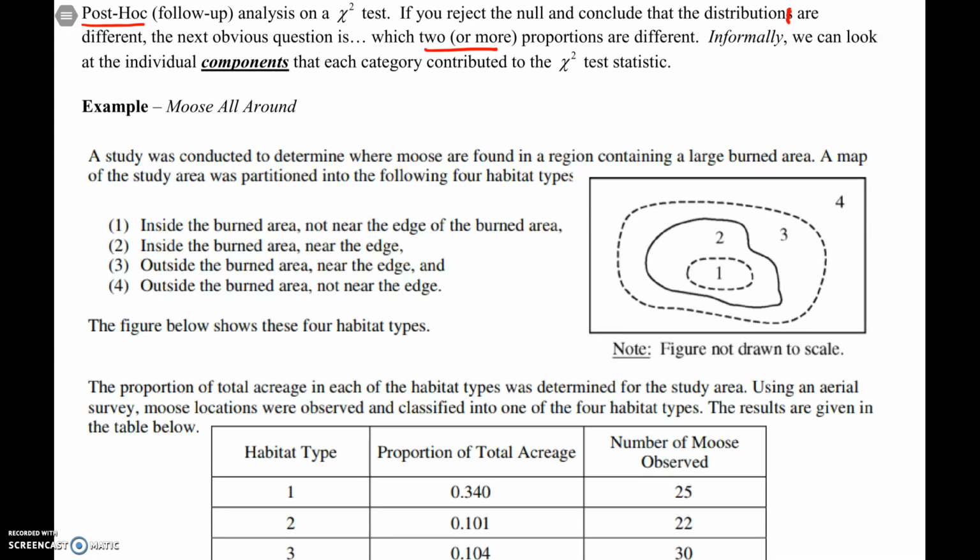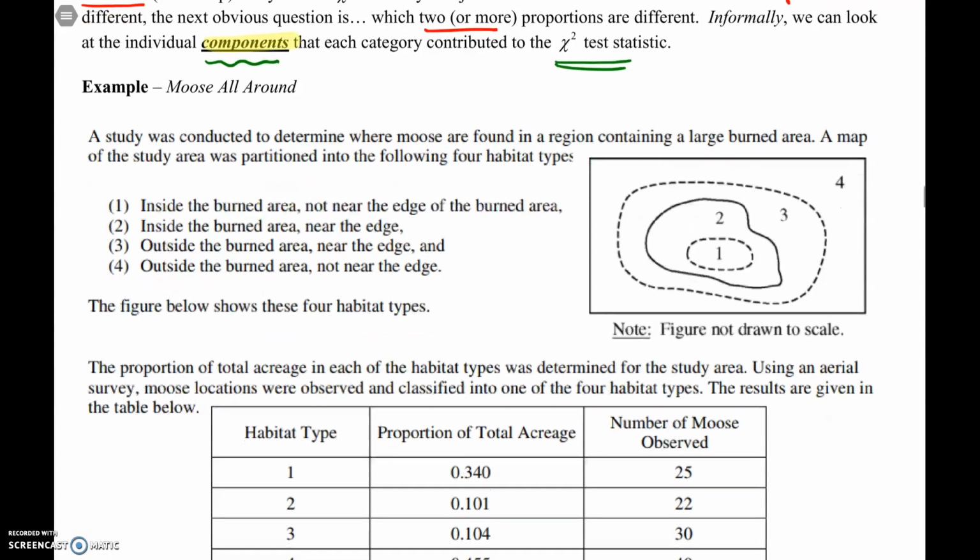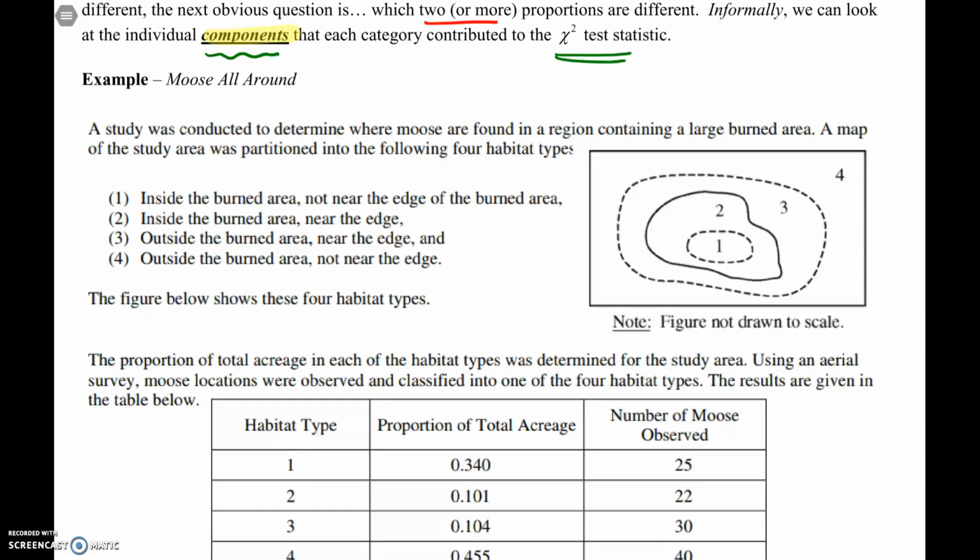that are different. Informally, we can look at the individual components of the chi-squared test statistic to help us answer this question. So let's look at an example and talk about how we can use these components to see where our differences lie, or where our differences may lie. This is more like an informal procedure.